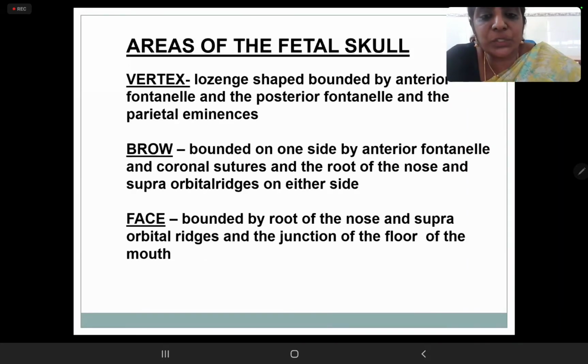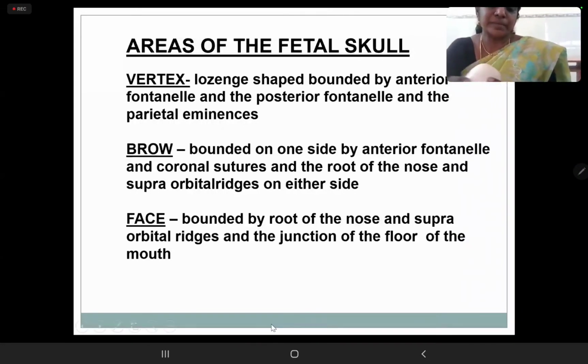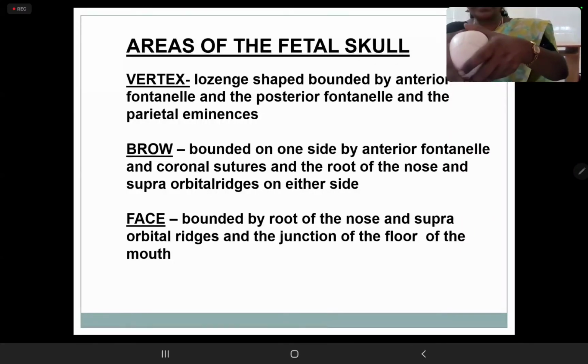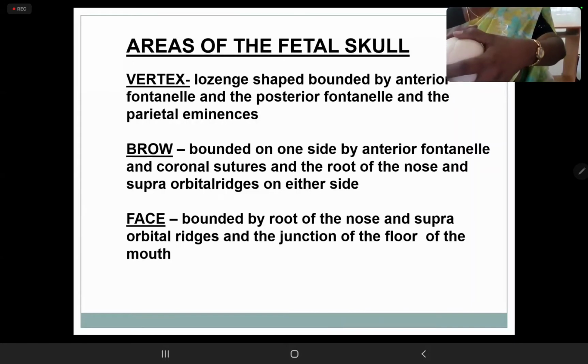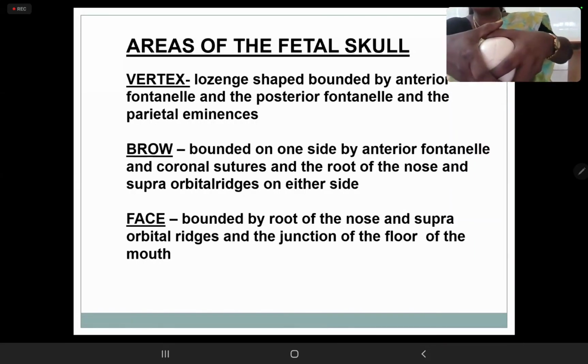Then they will ask you, show me the areas in the fetal skull. You should know to show the areas. So they will ask you, show me the vertex. So you have to show like this. Always the vertex, you must show like this. Don't show like this. The vertex is the area bounded by the two parietal eminences, the anterior fontanel and the posterior fontanel. To be more specific, it is the posterior part of the anterior fontanel and the anterior part of the posterior fontanel. You must show like this.